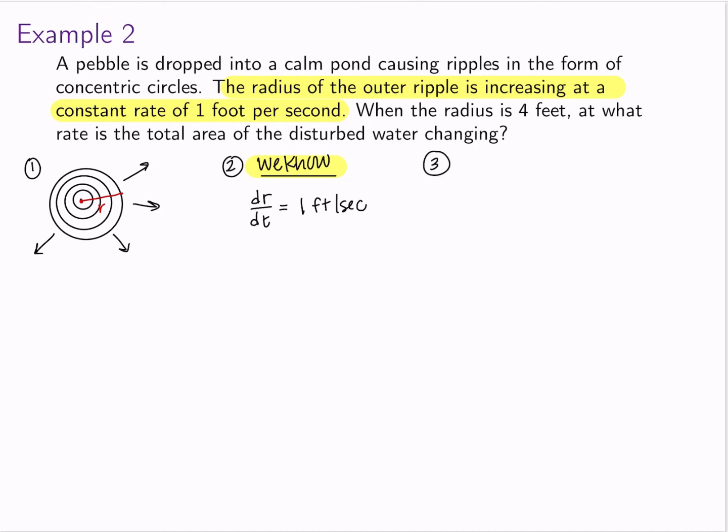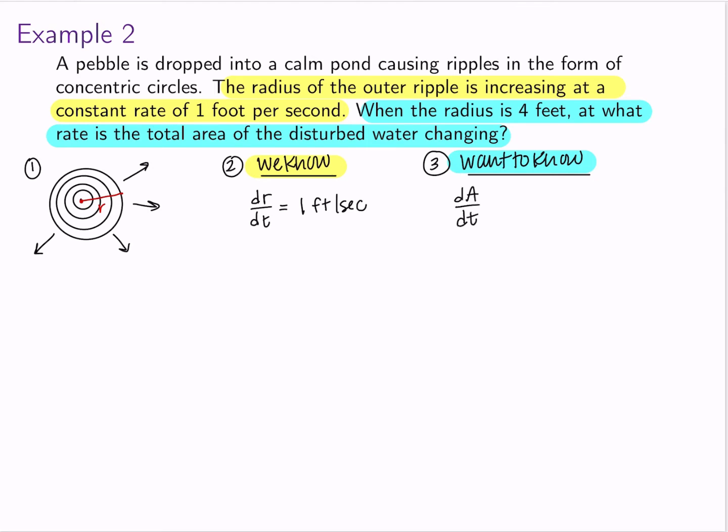And then what do I want to know? Let's see what it's asking us. It says when the radius is 4 feet, so at that snapshot in time, at what rate is the total area of the disturbed water changing? So it's asking us, how is area changing? So I'm going to say dA dt, that's how area is changing, that's my question mark. And what is my moment in time? That's when r is 4 feet.